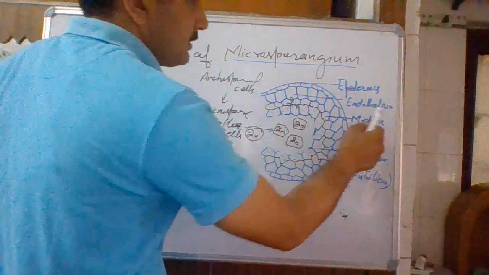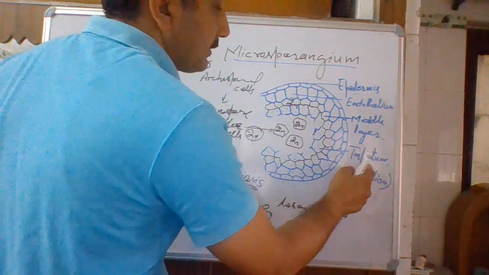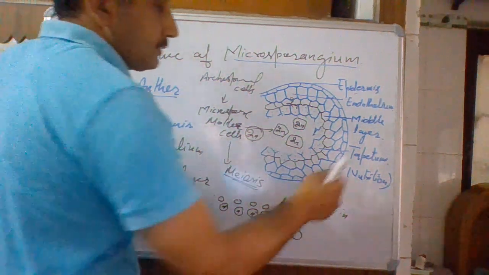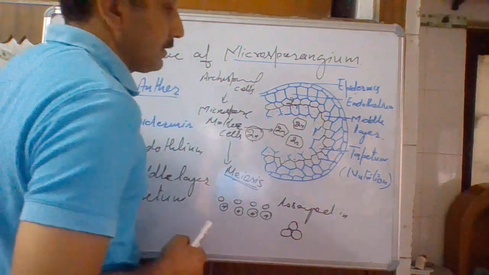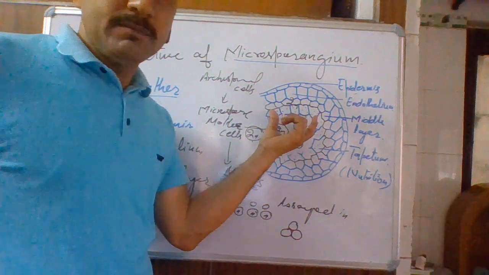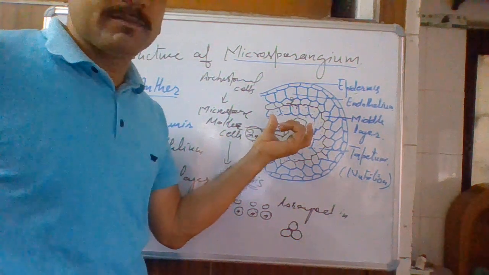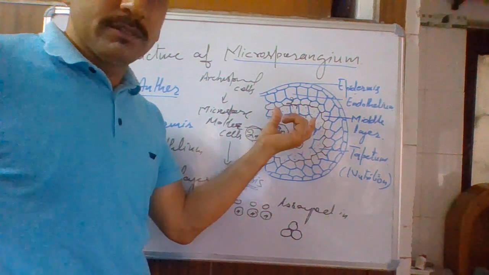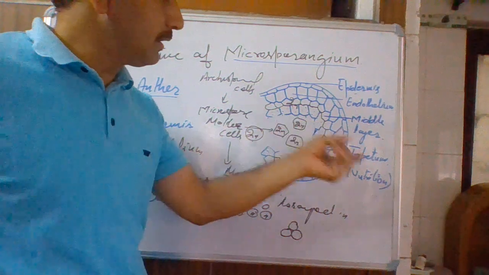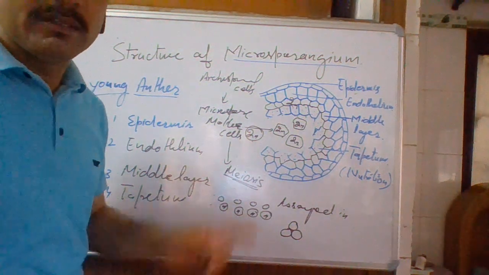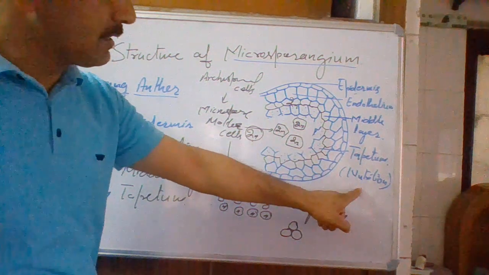And then this middle layer is followed by the tapetum. This is the most important layer. The cells of the tapetum have dense protoplasm, and they are large-sized and multinucleate. The number of nuclei is more than one in this tapetum layer, and this layer is nutritive in its function. ये layer जो है nutritive है इसके function में.